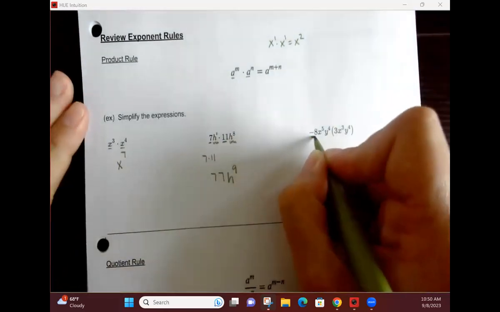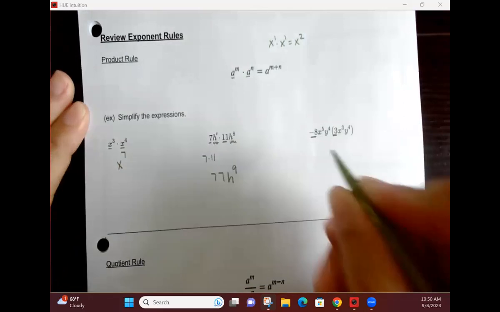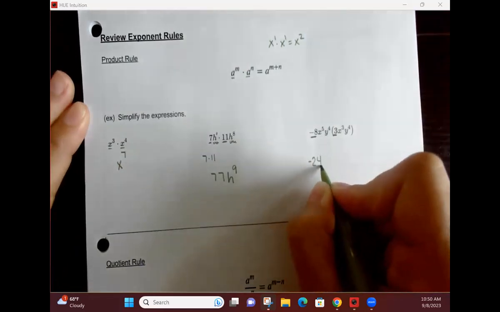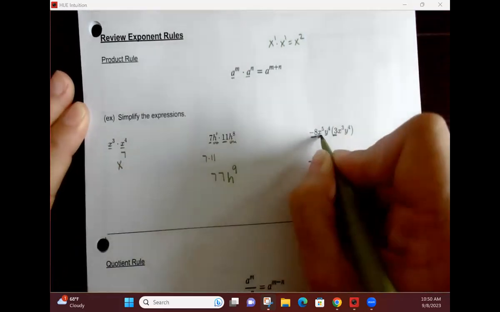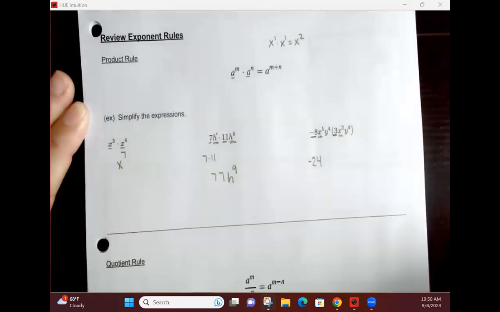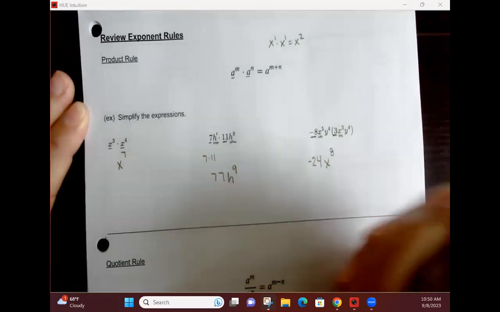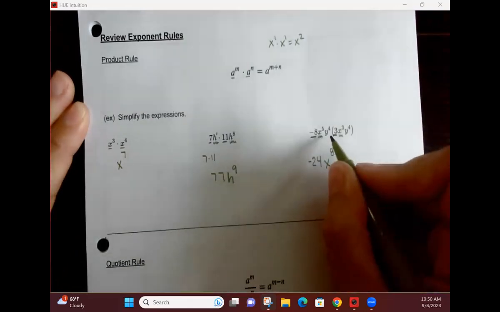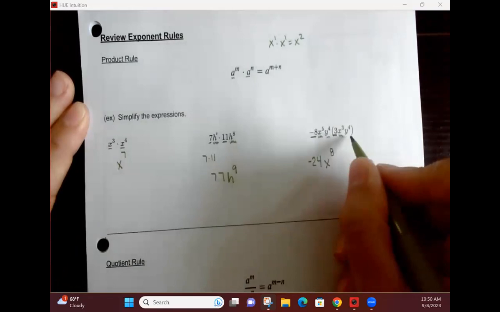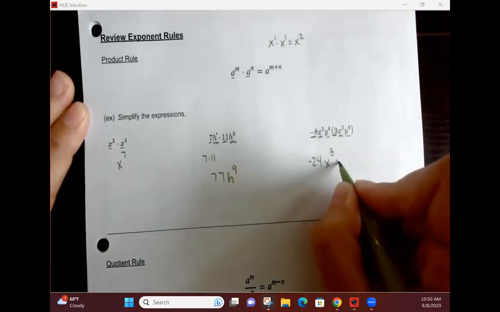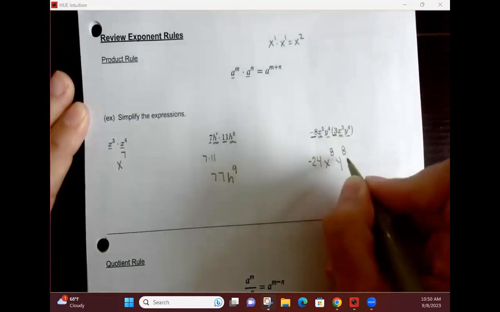I'm going to start with my numbers here. Negative 8 times 3, that'd be negative 24. And then I'm going to look at my x's, x to the fifth times x cubed. Add those exponents, that's x to the eighth. And then for my y's, I've got y to the fourth and y to the fourth. Since I'm multiplying them, I add their exponents, and I get y to the eighth.